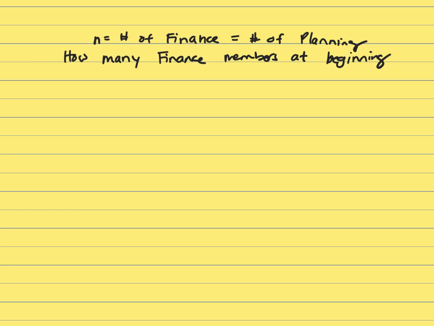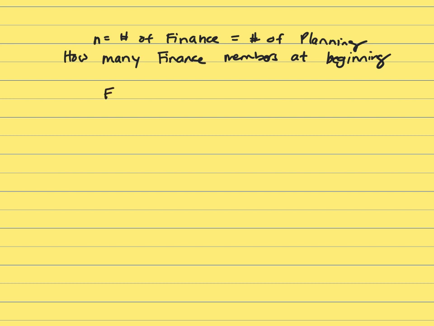We're trying to figure out how many finance members were at the beginning of the year. We have 2 time periods, the beginning of the year and the end of the year. And finance and planning, they both have N members. So it says in the wording, at the end of the year, 5 members left the finance committee.